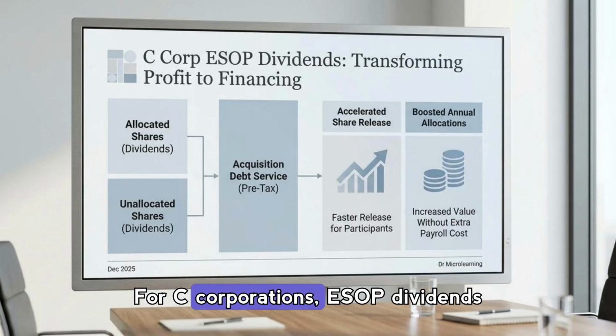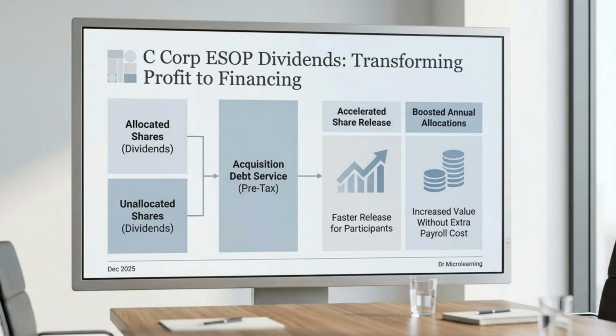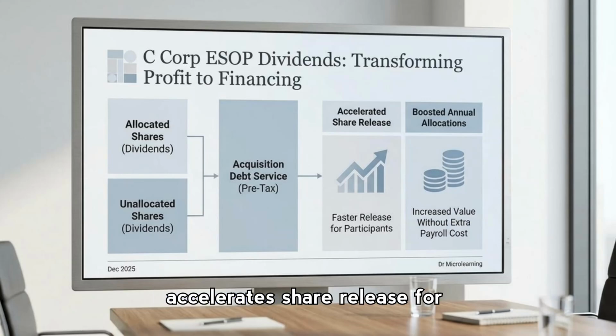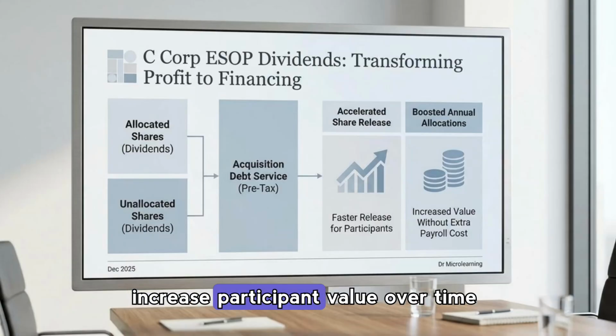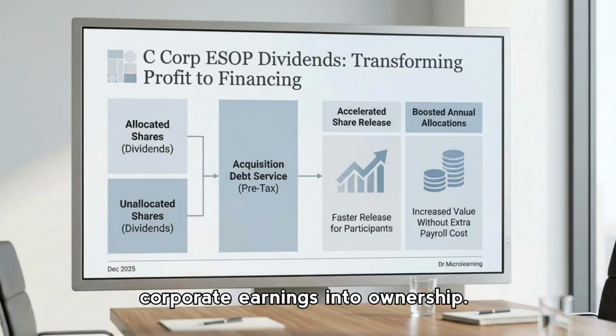For C corporations, ESOP dividends can transform profit into financing. Dividends on both allocated and unallocated shares can service acquisition debt pre-tax, which accelerates share release for participants and boosts annual allocations. The slide's flowchart highlights how dividends can increase participant value over time without creating additional payroll expense, effectively recycling corporate earnings into ownership.